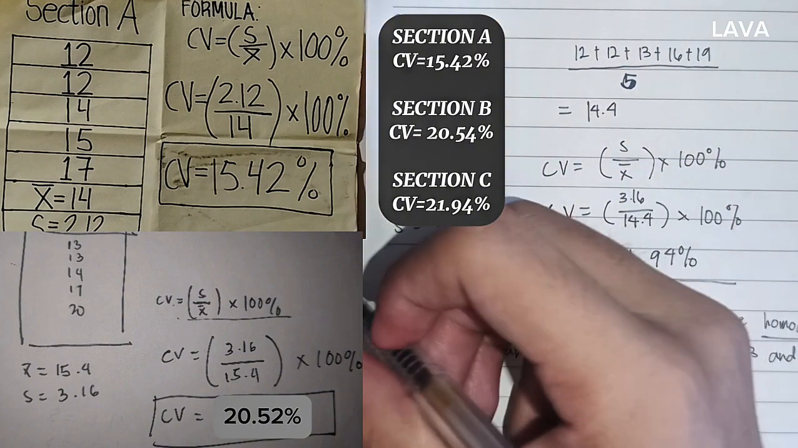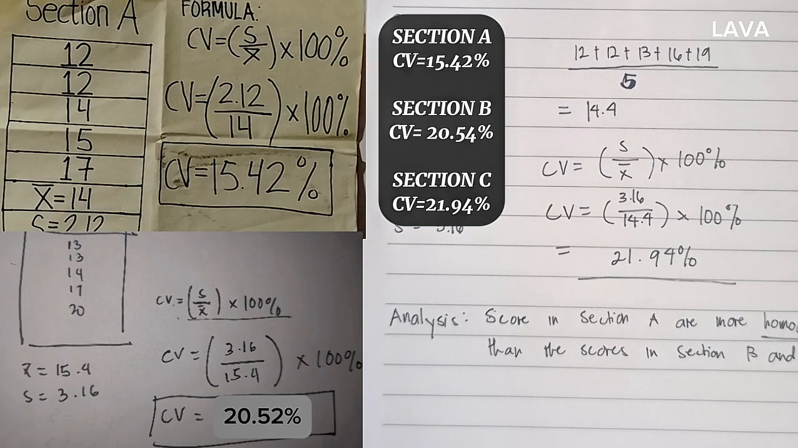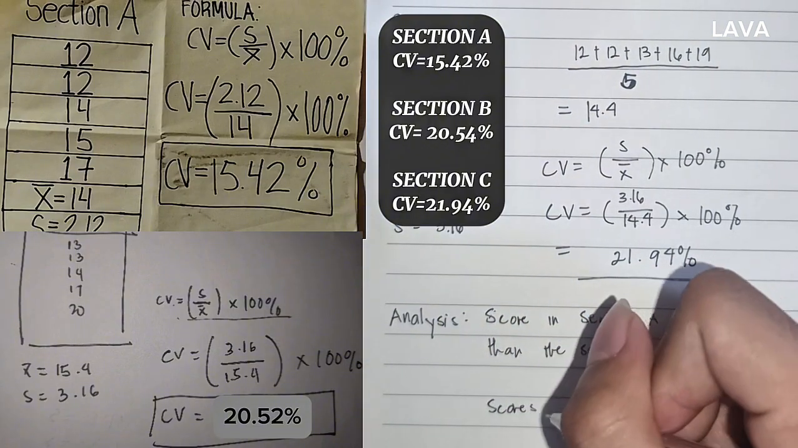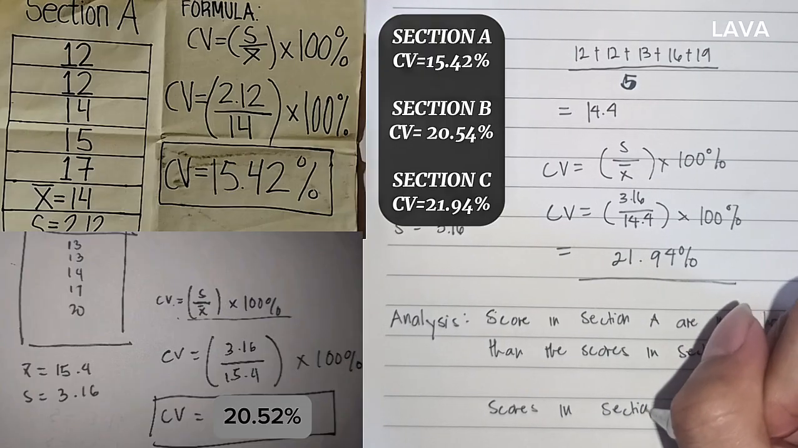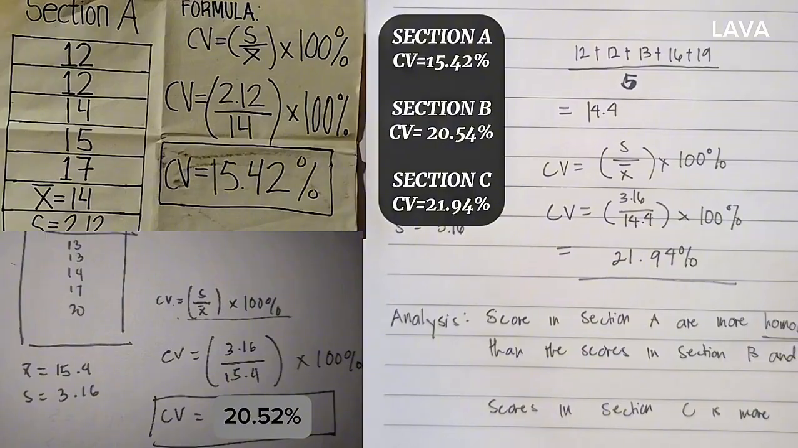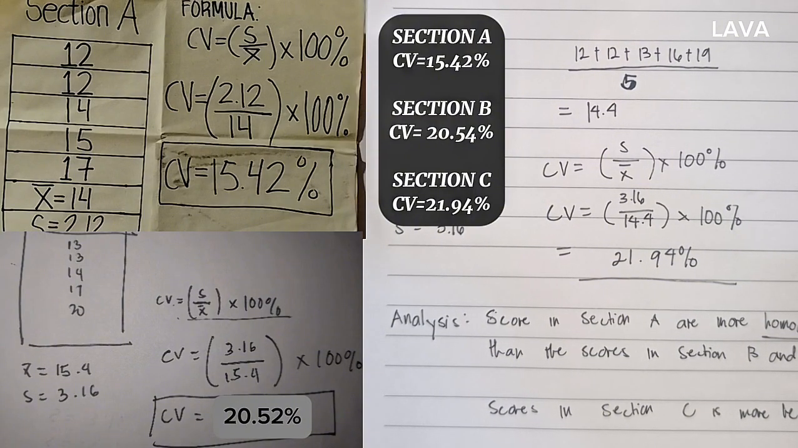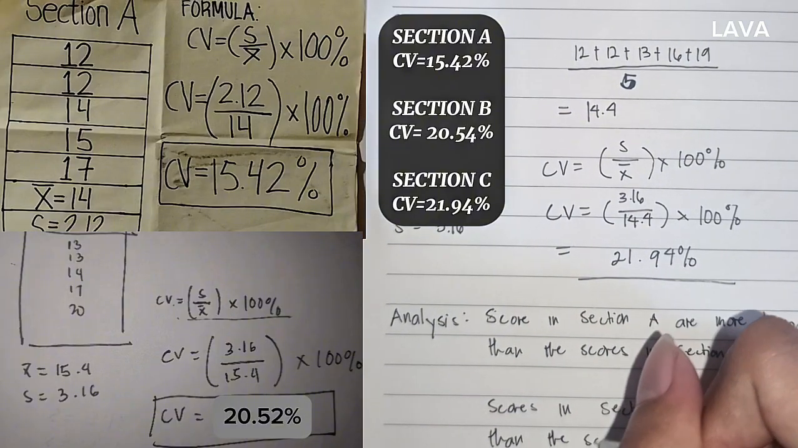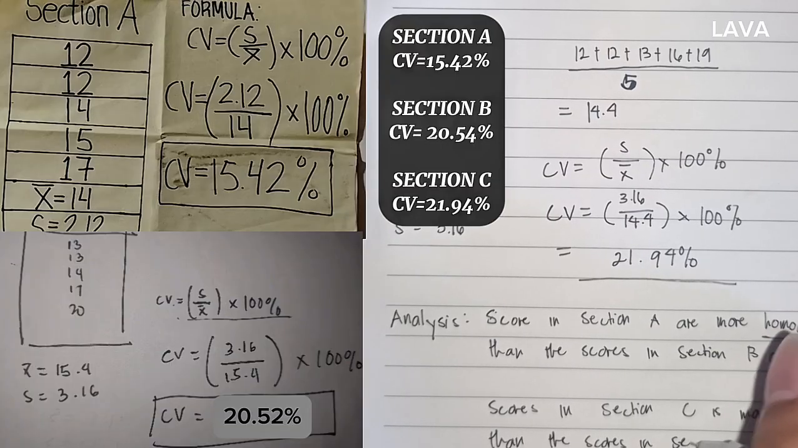Since the largest coefficient of variation is section C, it can be interpreted that the scores in section C are more spread than the scores in A and B. So in other words, the scores in section C are more heterogeneous than the scores in section A and B.